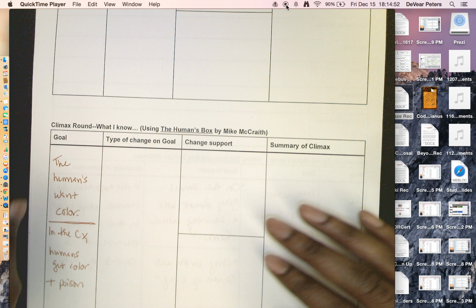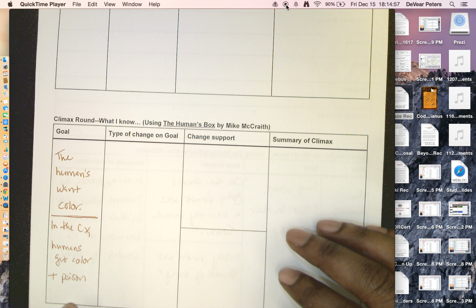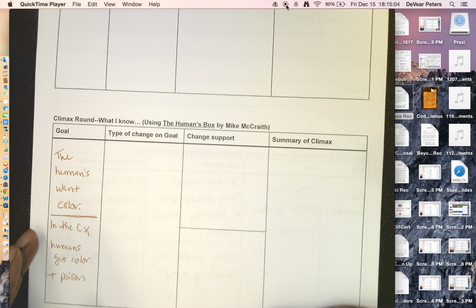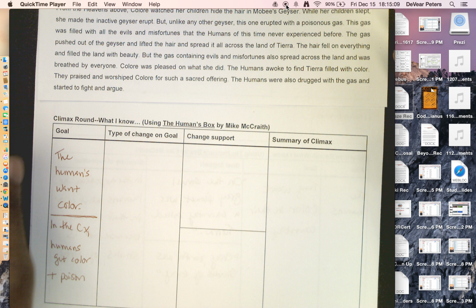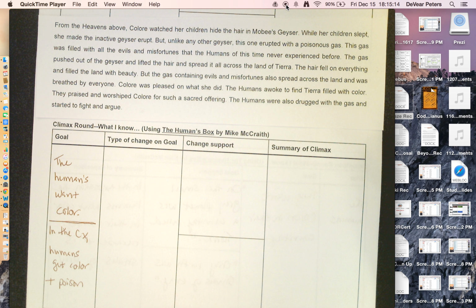In this case, you want to bring in your goal, so you know the humans want color. But I added this piece too, because I didn't have it on here, but you may want to just brainstorm and ask yourself, well, what happened in the climax when it comes to the goal? And I know in the climax, the humans get color, but they also get poison. And we just put this here so you kind of see where we're getting that from. So we know that they get their color, but they also get poison. And so you can already in your mind say, well, what happened? What was the change? Well, the change was now they got color, when in the beginning they didn't have color.